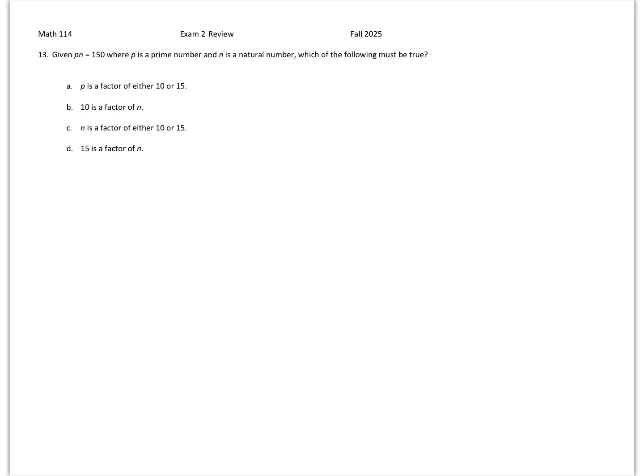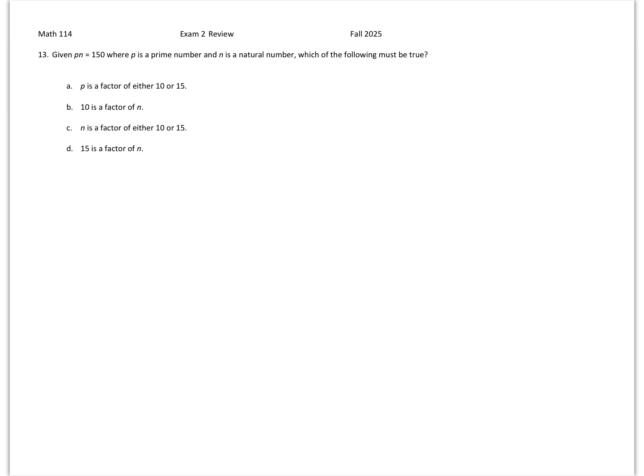Given p times n is 150, where p is a prime number and n is some other natural number, not necessarily prime, which of the following must be true? Well, let's just start by listing all the possibilities for p and n. So p is prime, and n is a natural number, and p times n is 150.